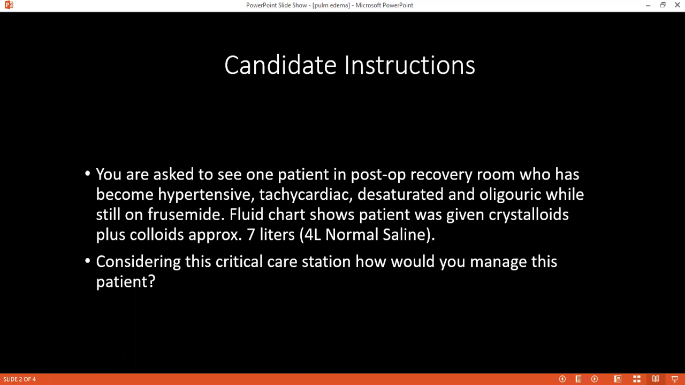Okay, very good. Can you please tell me what are all the possible alternatives that you can offer this patient to manage the fluid overload?